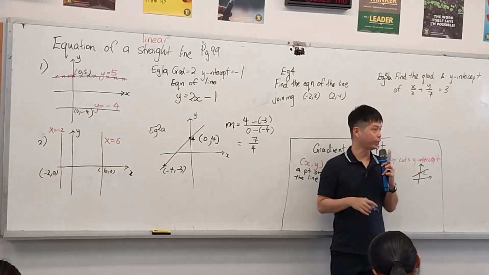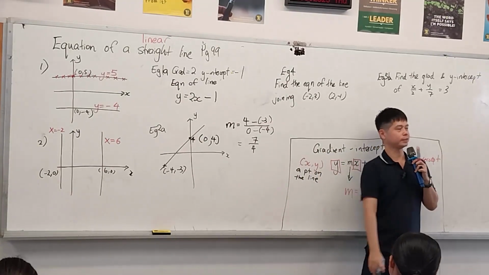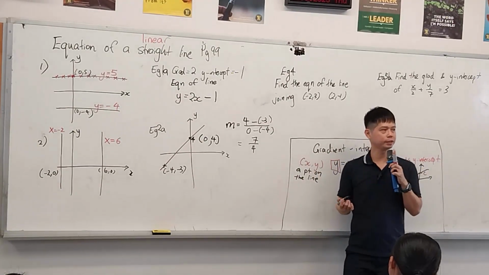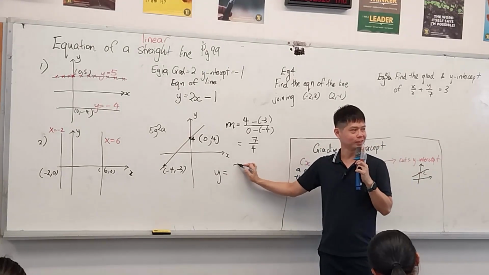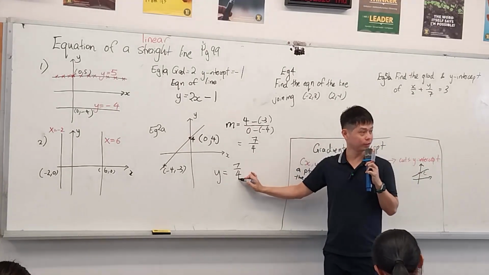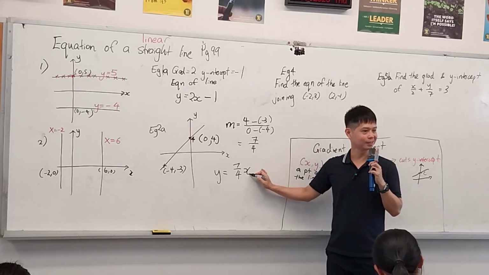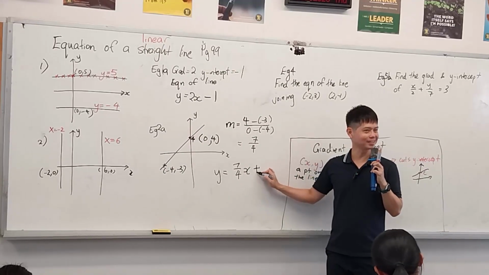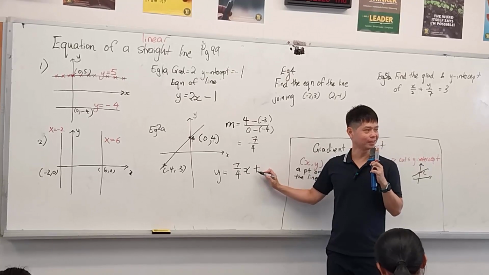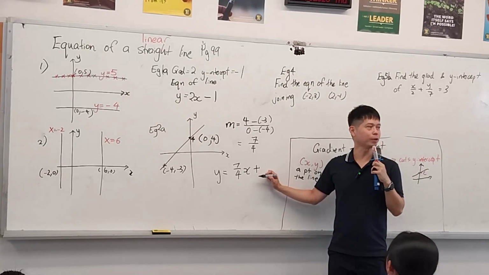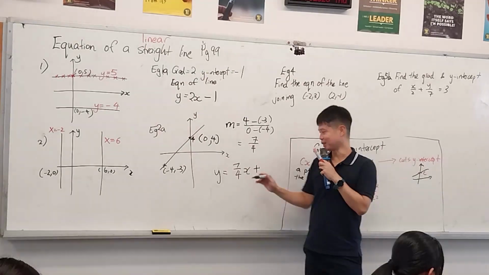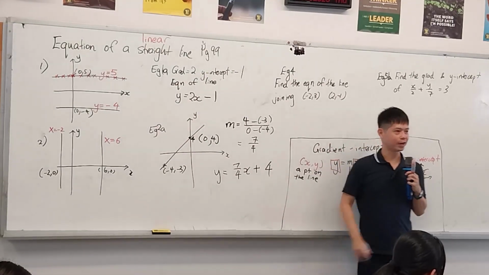So what is the equation of the straight line? Actually, I can tell the answer straight away already. Y equals 7 over 4 x plus, look at the picture. Plus what, Bhavin? What do you think? Where is the y-intercept? What number? Okay, plus 4. All right.